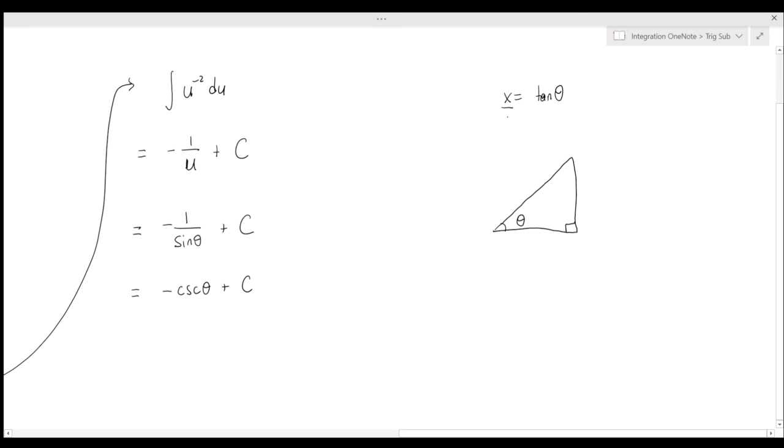Okay, now remember from SOHCAHTOA that tangent is opposite over adjacent. So I'm going to label the opposite side as x and the adjacent side as 1. And then you could get the hypotenuse using the Pythagorean theorem. It would be square root of 1 plus x squared.